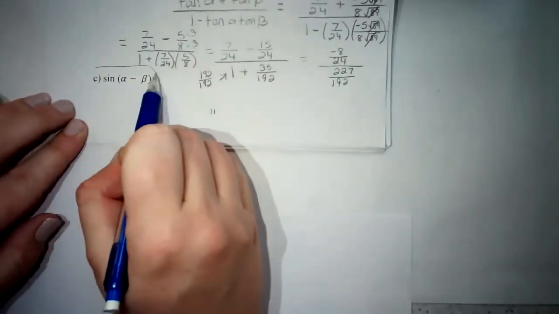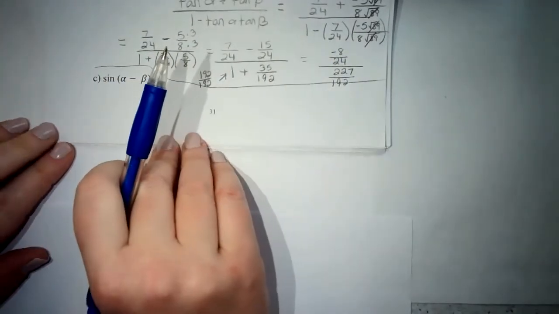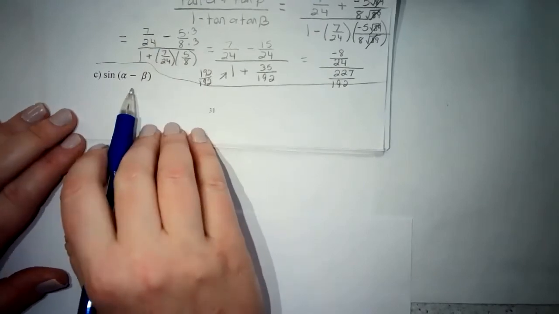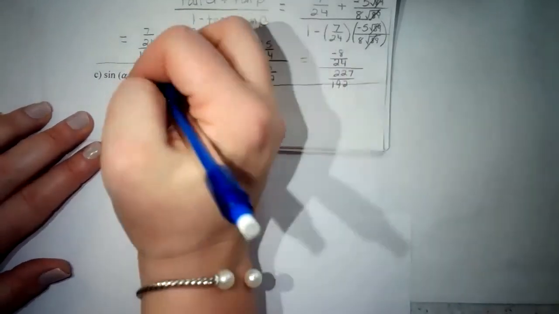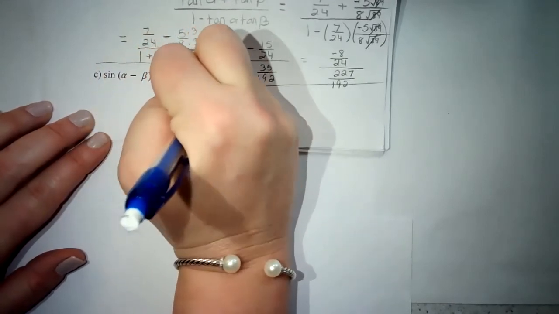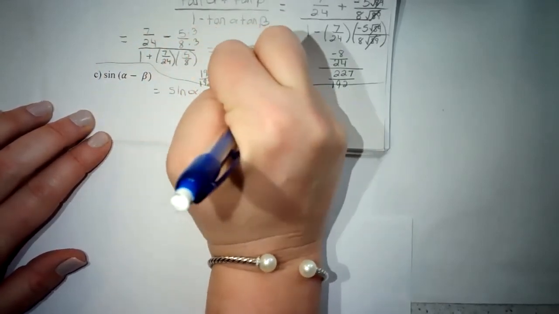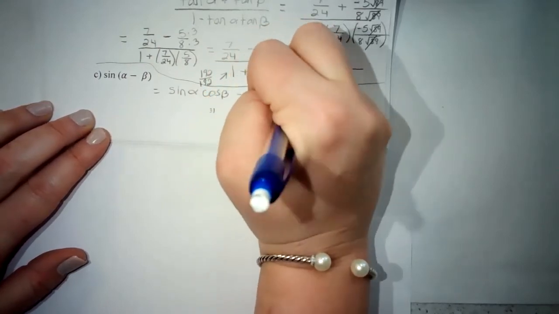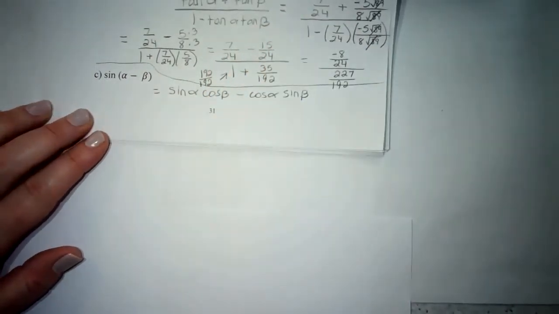This one's tiny. He's not going to take up the rest of the paper. All right, so alpha minus beta for sine. If you go look up your difference of sine formula, this is what you get.